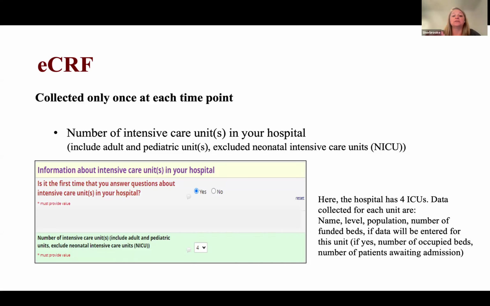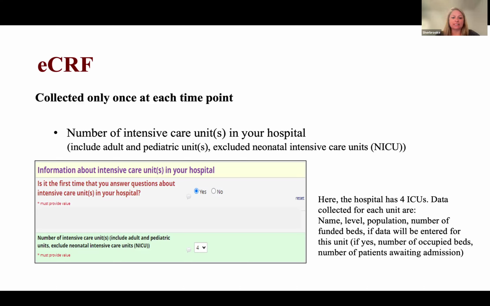The sub-questions you will have are about the number of units in your hospital. You will indicate if you have 4 units, in this example. You will give a name to each of these units and describe the level of ICU, so 1 to 3. We will have a definition in a few minutes. You will have to choose the population, adult or pediatric, the number of funded beds, and whether you will collect data in this unit for this time point.